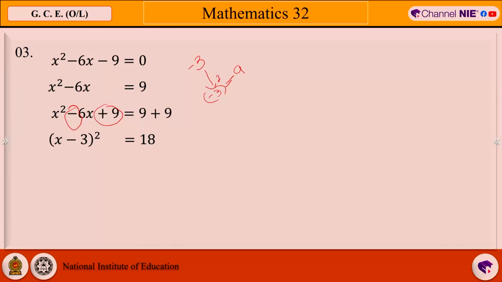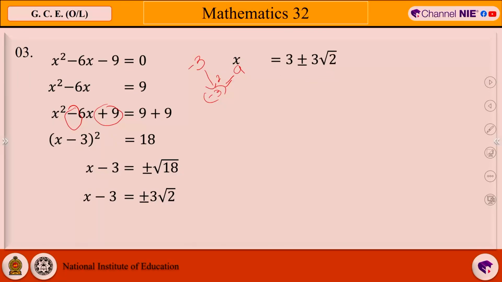Next, you get the square of (x minus 3), which is equal to 18. Okay. Then you know how to solve this. First, we have to get the square root of 18. Once you get the square root of 18, you must put plus or minus. Plus and minus are very important here. Then x minus 3 equals plus or minus 3 root 2. You know how to simplify surds. Okay. Then what is x? x is 3 plus or minus 3 root 2.